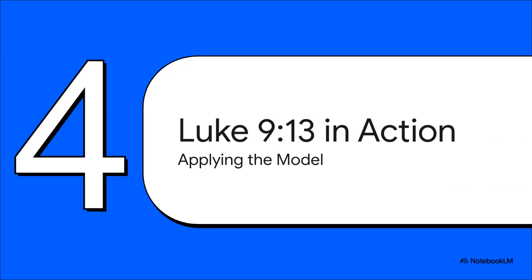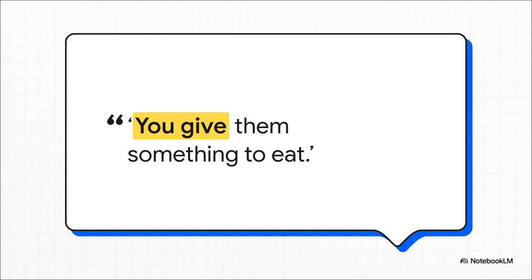All right, that was a lot of theory, so let's move to a concrete example and see how this all comes together. We're going to apply this whole mapping system to a specific phrase from the Gospel of Luke. The line comes from Luke, chapter 9, verse 13. The key command given is, "You give them something to eat." We're going to zoom in on just the first two words of that command in the original Greek.